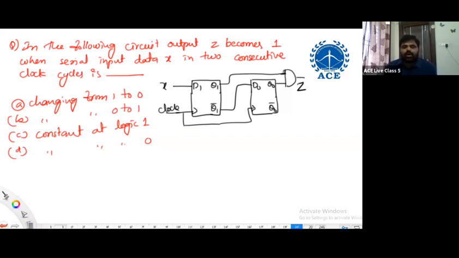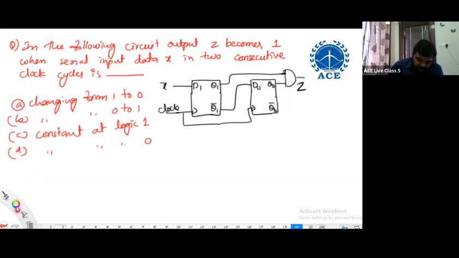What is it here? We are supplying bits serially on X. In which conditions are we going to see Z equal to 1? That is the question. From the options: changing from 1 to 0, changing from 0 to 1, constant at logic 1, constant at logic 0 in 2 consecutive clock cycles. In 2 consecutive clock cycles, it can be 1 to 0, or 0 to 1, or 1 1, or 0 0. These are the possibilities.